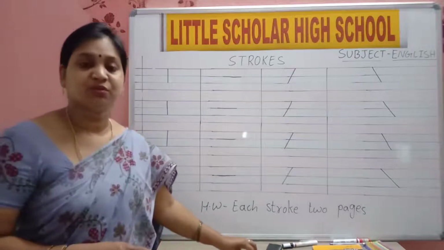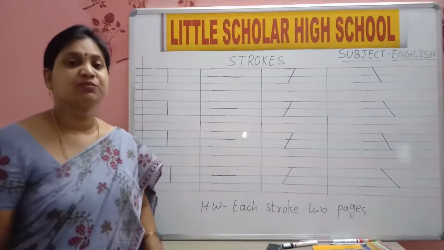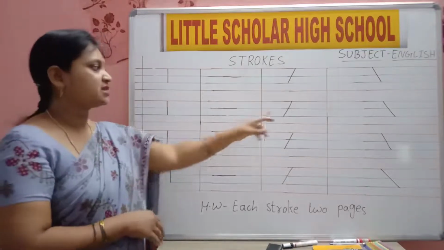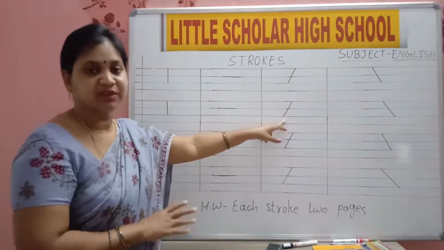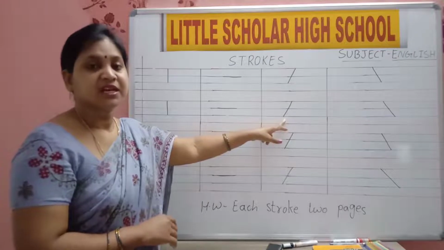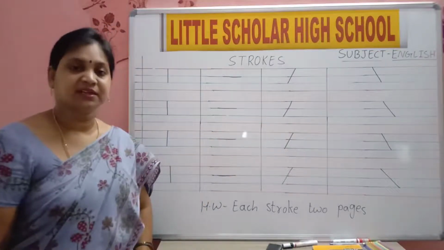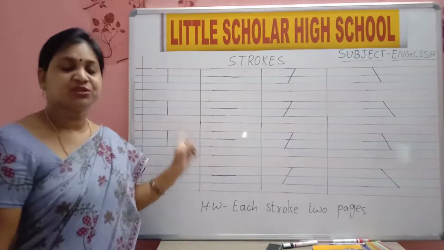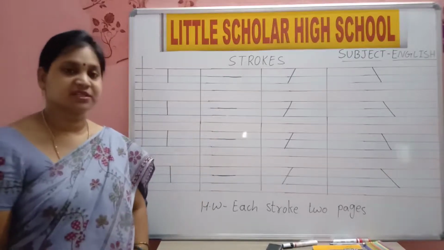Okay, complete your work with good and neat handwriting. While writing standing line, it should be in a standing way only. Slanting line should be in a slanting way only. Write it neatly and correctly and learn the strokes. Okay, complete your work and learn it.